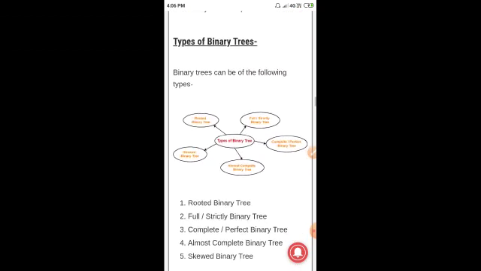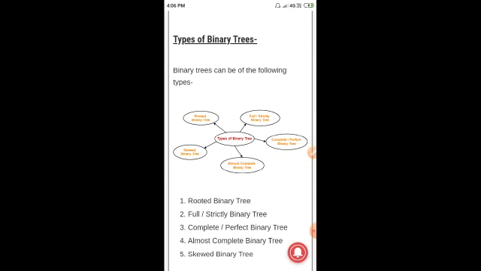After that, the types of binary tree: rooted binary tree, full or strictly binary tree, complete binary tree, almost complete binary tree, skewed binary tree. So these are the different types of binary trees. Next we will see the searching techniques.